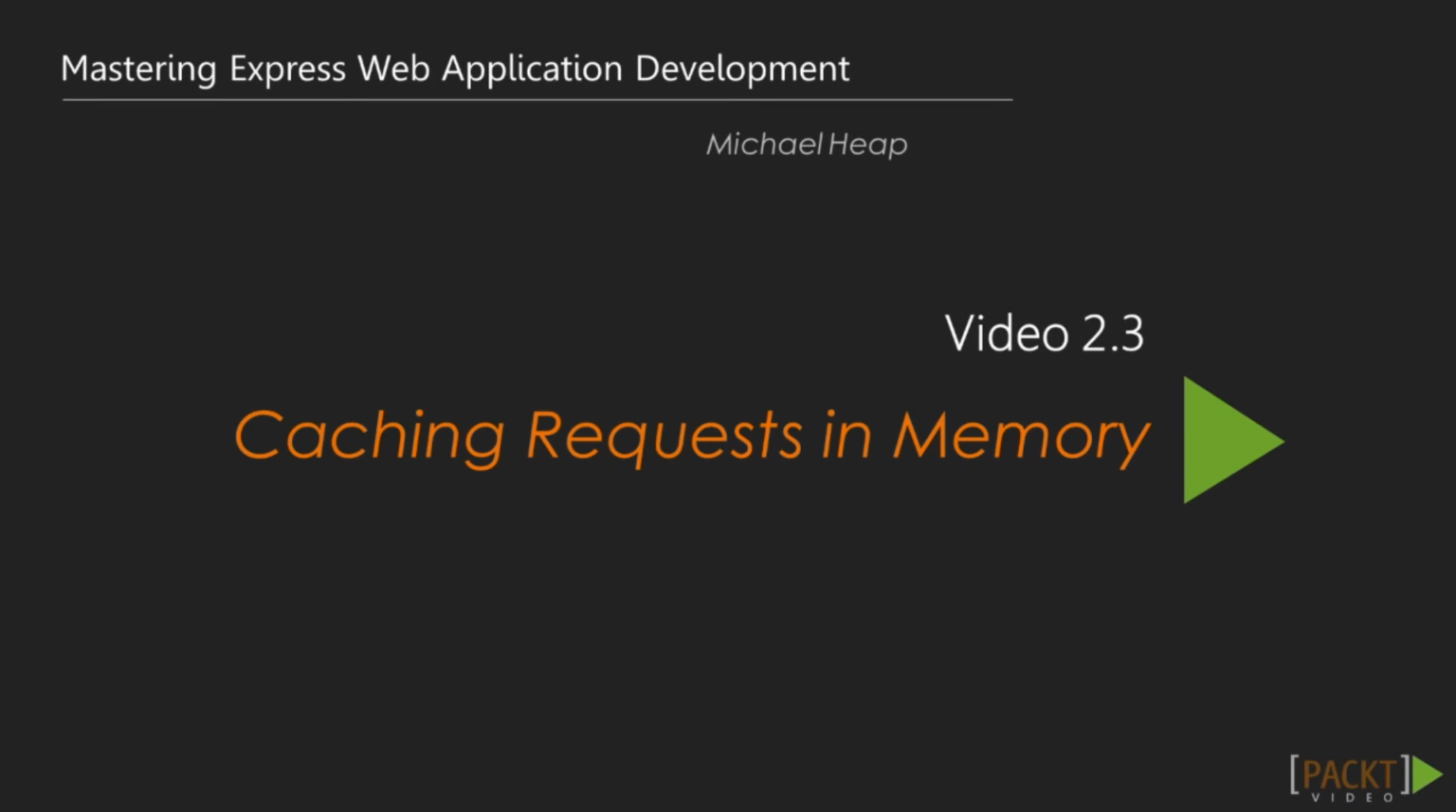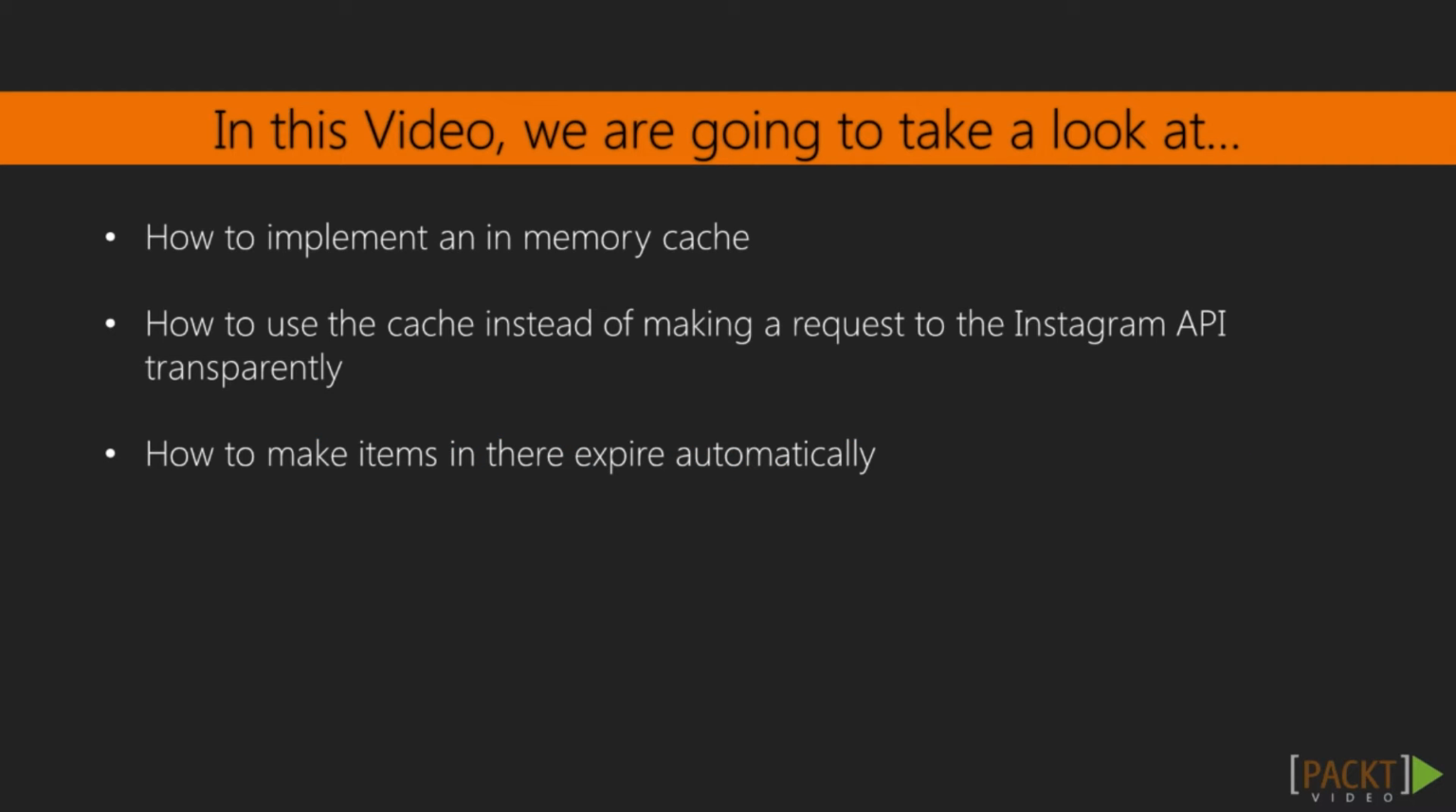Welcome to the final video of consuming services. So far, we've connected to the Instagram API and we are showing the results to our users. In this video, we're going to implement an in-memory cache so that we don't have to hit the Instagram API for every request to our application. We'll now cover how to implement an in-memory cache, how to use a cache instead of going to Instagram, and how to make items in there expire automatically.